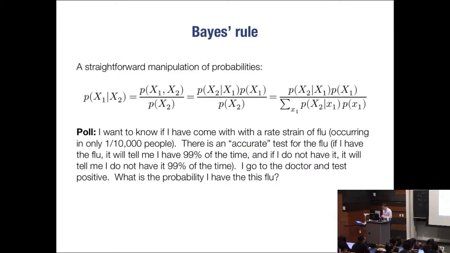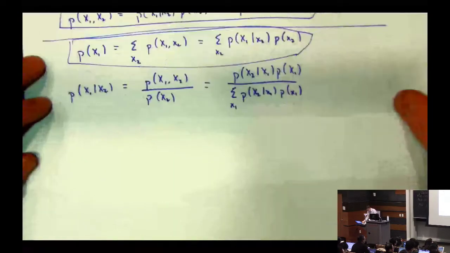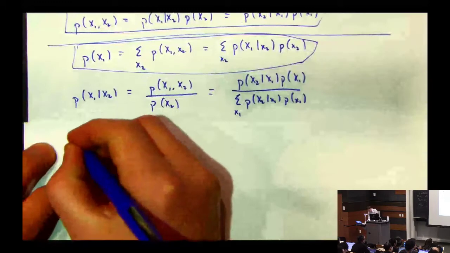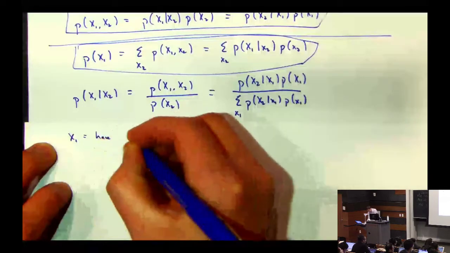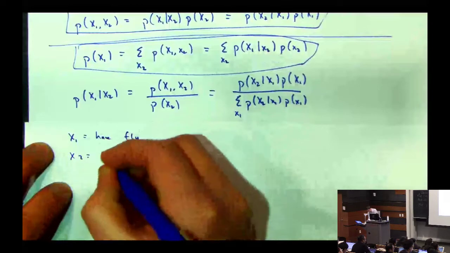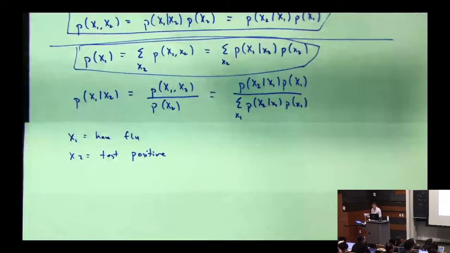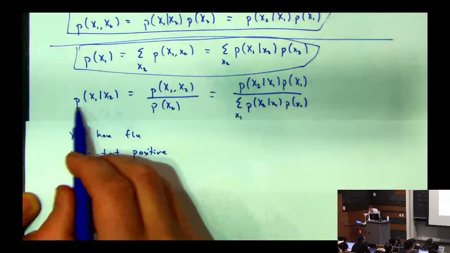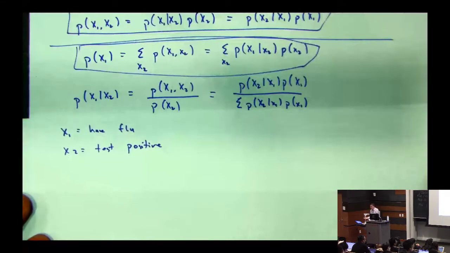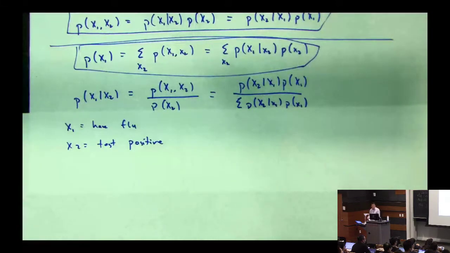Okay, so what's happening here? Actually, let me bring this down, because it's actually quite easy. Let's say that the random variable x1 corresponds to do I have the flu? And x2 corresponds to testing positive for the flu. They each can take on values 0 or 1. What we would like to know is just this quantity: the probability that I have the flu given that I tested positive. But we don't have any table that tells us that. So we're going to apply Bayes' rule to express this in terms of things that we do know.